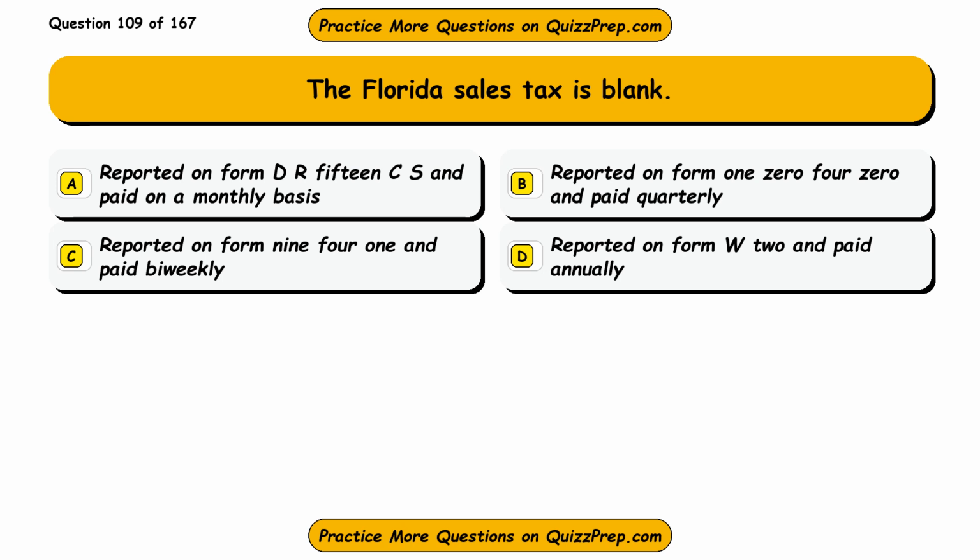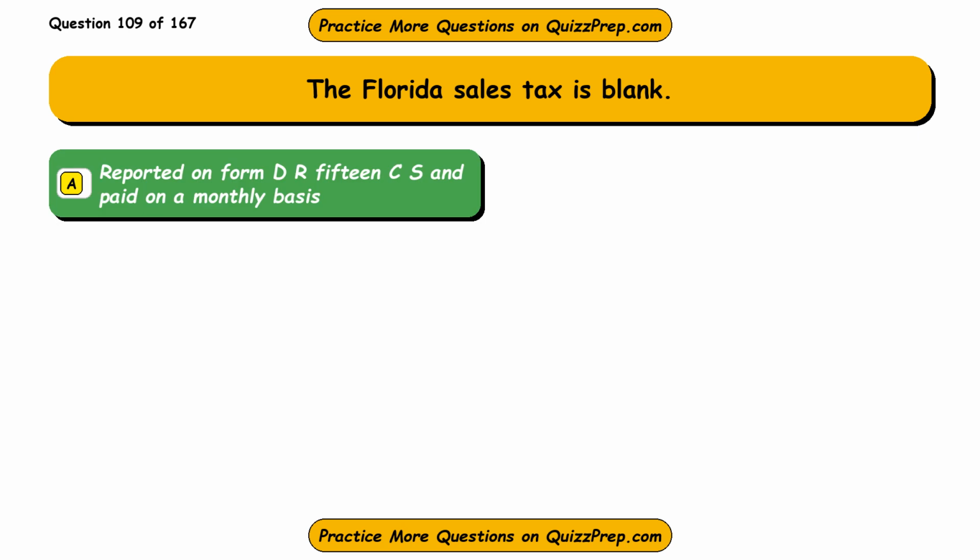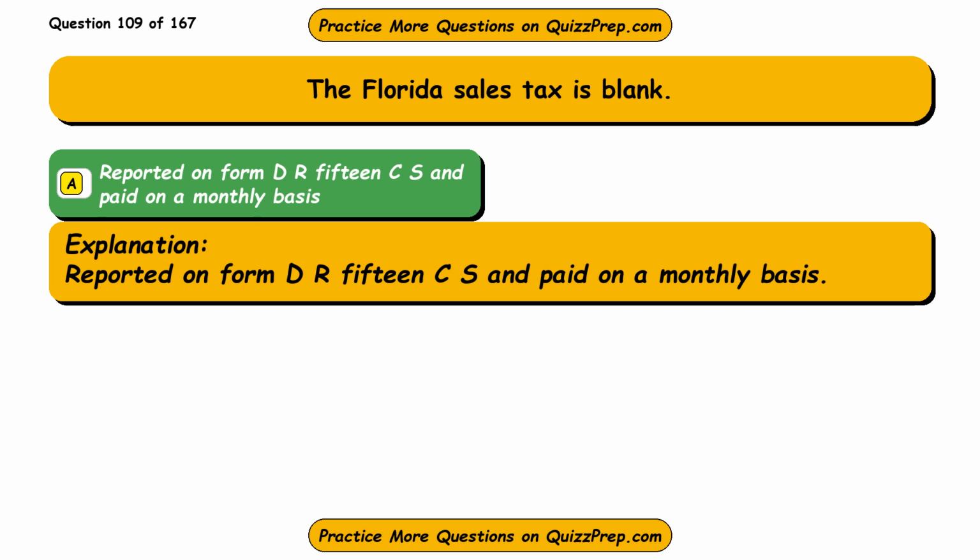Question 109. The Florida sales tax is blank. Option A, reported on Form DR15CS and paid on a monthly basis. Option B, reported on Form 1040 and paid quarterly. Option C, reported on Form 941 and paid bi-weekly. Option D, reported on Form W2 and paid annually. The correct answer is option A, reported on Form DR15CS and paid on a monthly basis.